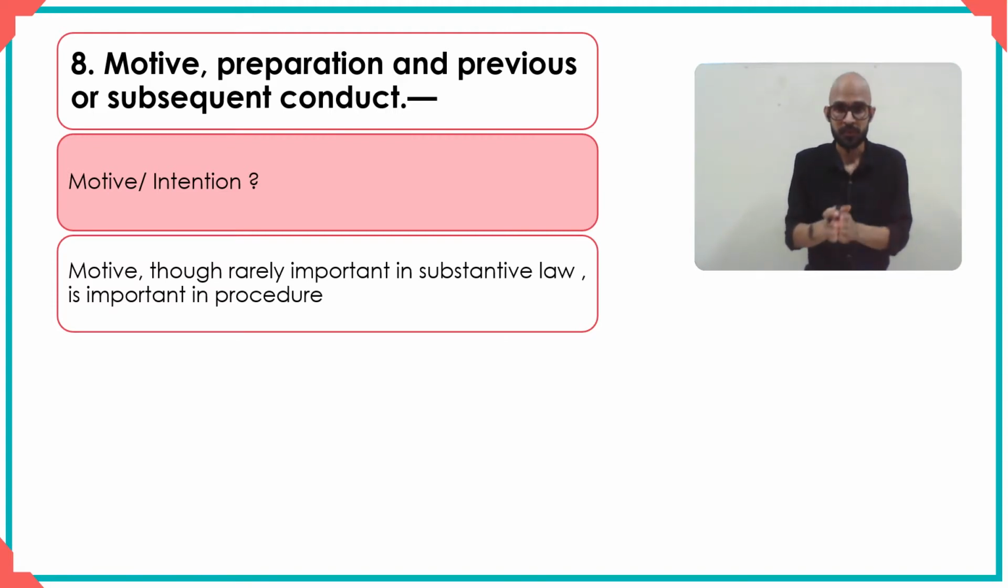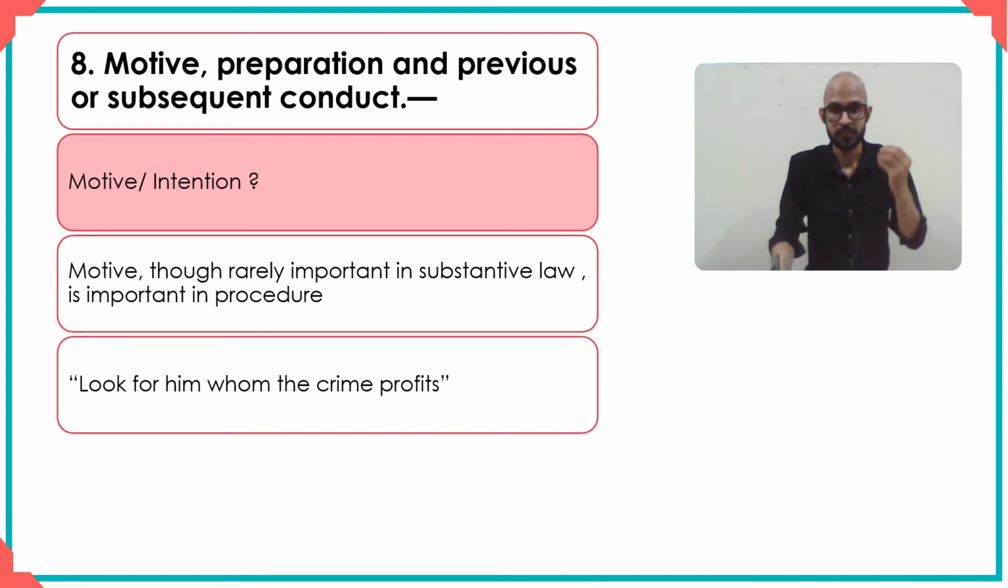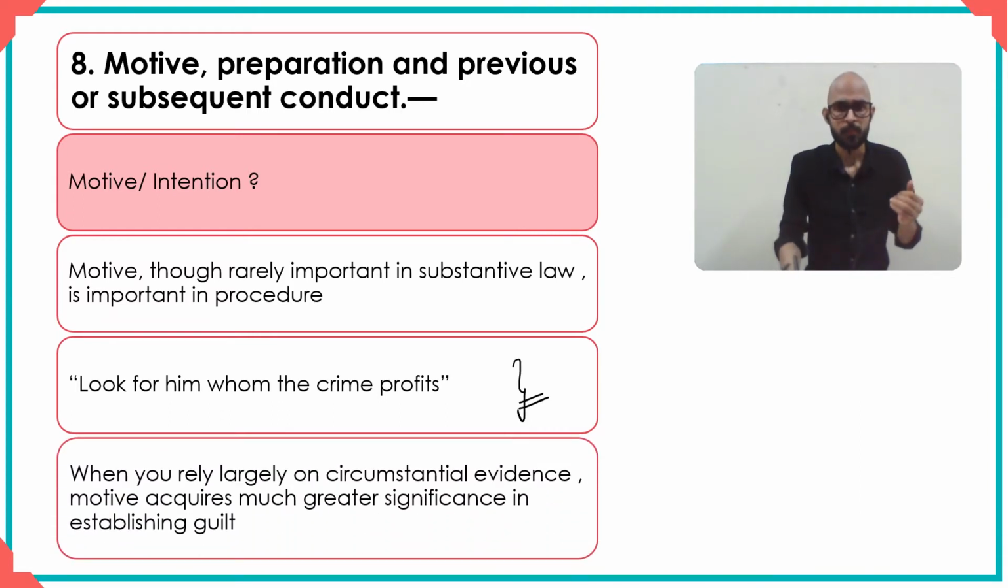However, in the laws of procedure and especially the laws of evidence, motive plays a very important role, particularly when you are required to rely upon circumstantial evidence. Now there's this principle, this axiom, which says look for whom the crime profits, which means that we look for the motive. Who is the person who profits when the offense takes place, right? So the investigation process also happens in the same way. The police officer looks for the person who might be benefited. So therefore you're looking for the motive, and the motive might lead you to the person who is actually guilty, right? So remember that motive becomes important when you don't have direct evidence.